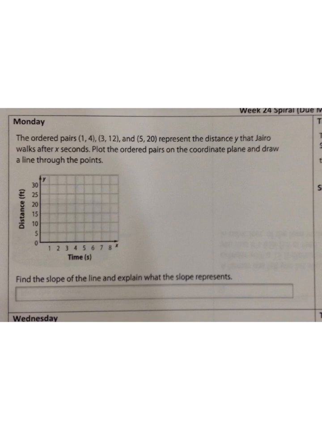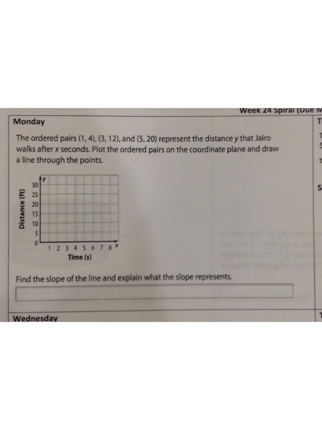Monday, the ordered pairs (1, 4), (3, 12), and (5, 20) represent the distance y that Hiro walks after x seconds. Plot the ordered pairs on the coordinate plane and draw a line through the points.